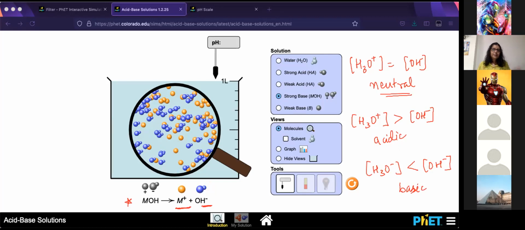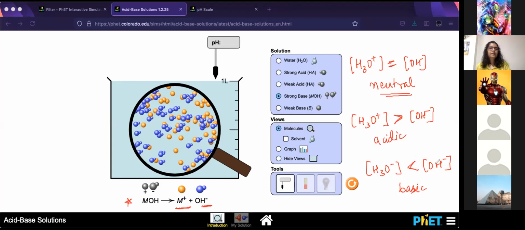Okay. So simply containing H plus or OH minus is not how you get acidic or basic solutions. It is which is dominating in the solution itself. If both of them are equal, then it is neutral. If H plus is dominating, then it is acidic. If OH minus is dominating, then it is basic.